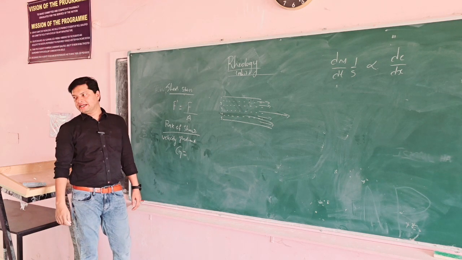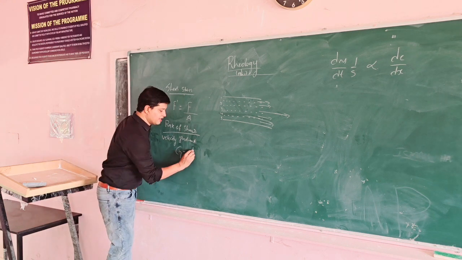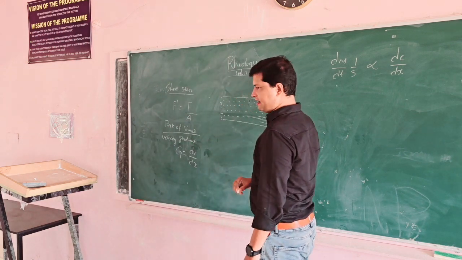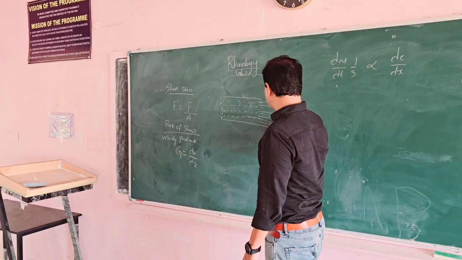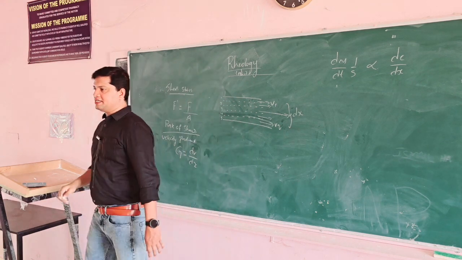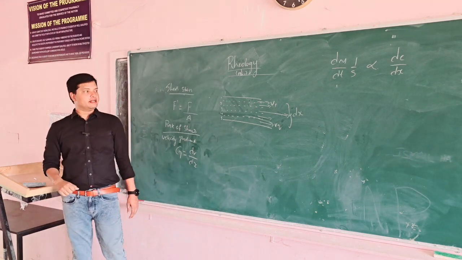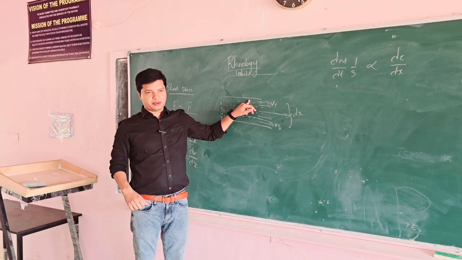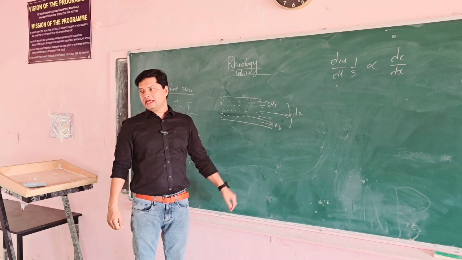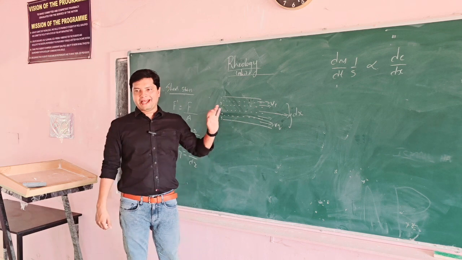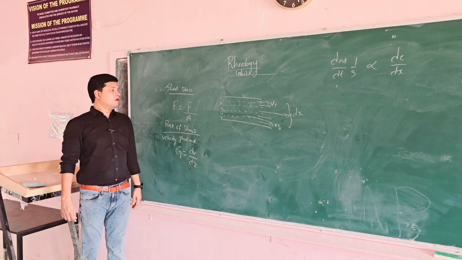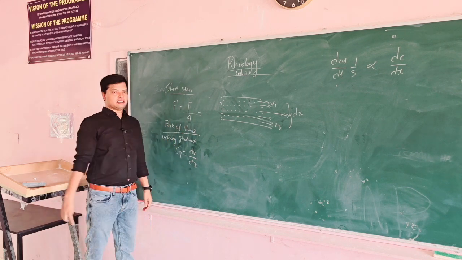Concentration gradient is dc by dx. Velocity gradient is? Very good, dv by dx. We will try to study here. What is the velocity of this layer? What is the velocity of this layer? And what is the distance between them? The velocity gradient is the velocity of this layer minus the velocity of this layer, divided by their distance, x1 minus x2. So that is dv by dx.